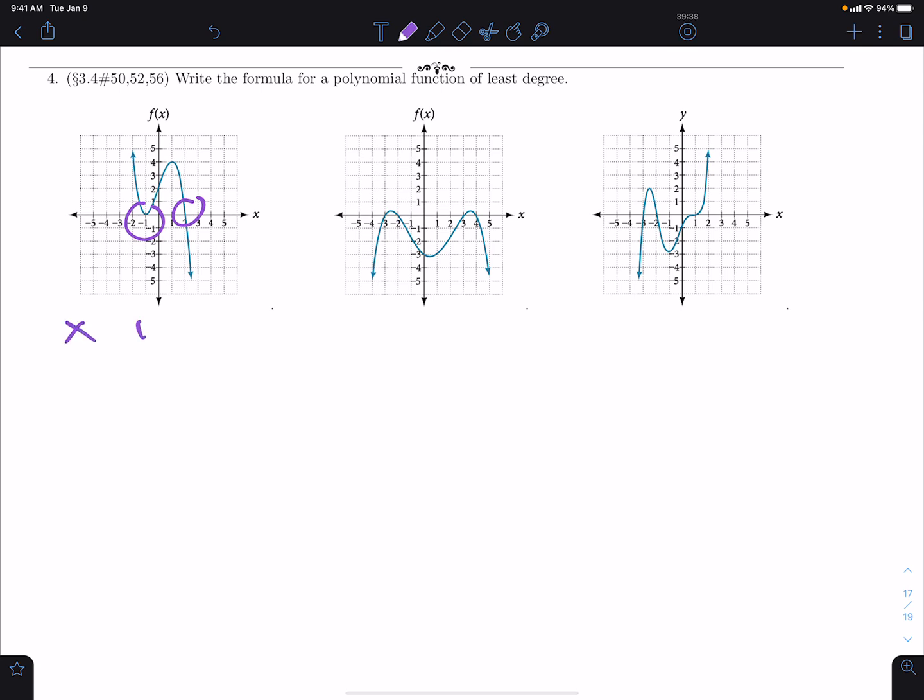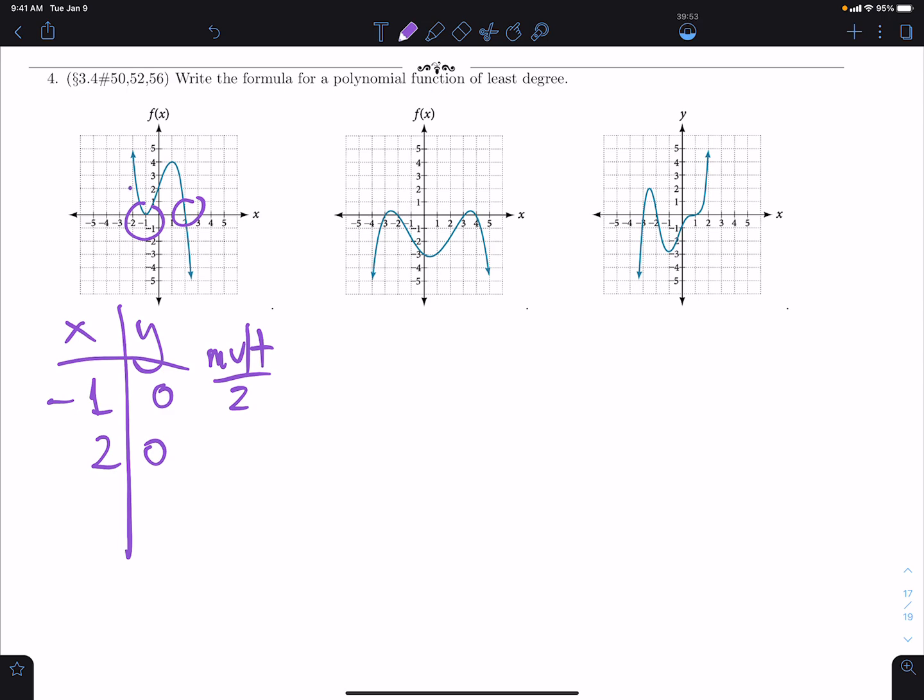So if we write this out, if x is -1 and x is 2, the output is 0, so those are x-intercepts. And you can see that right at -1, the multiplicity is 2 because the function looks like a parabola right there. But for x equals 2, the curve crosses the x-axis pretty much like a straight line. That's a degree 1 behavior, so the multiplicity will be 1.